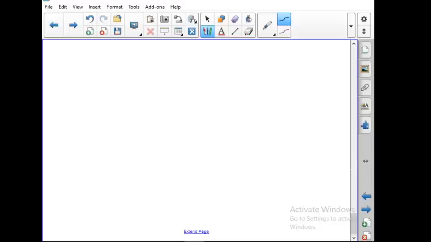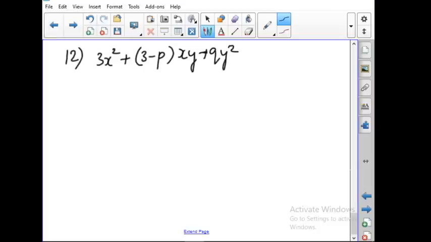If the equation represents a circle, find what? The equation given here is 3x square plus (3 minus p) into xy plus qy square minus 2px minus 8pq equal to 0. This is the given equation. We need to find out the values of p and q. Also determine the center and radius of the circle.